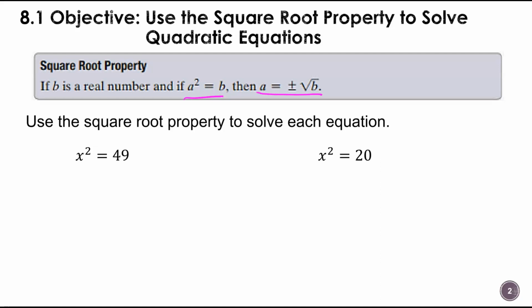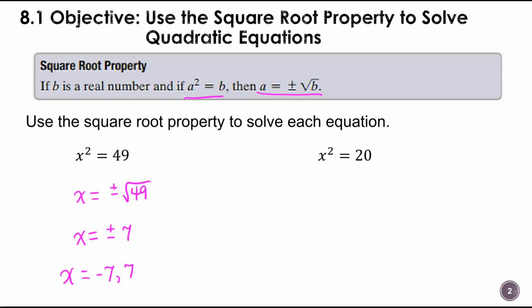Because if you think about this, on this first example, it would be x equals plus or minus the square root of 49, right? That's positive and negative. And x is equal to positive 7 or negative 7. So you could write that this way. All right, two solutions. Now think about that. If I square negative 7, I get 49. If I square positive 7, I get 49.